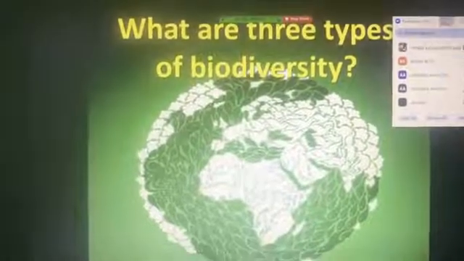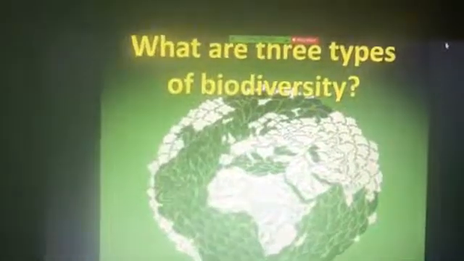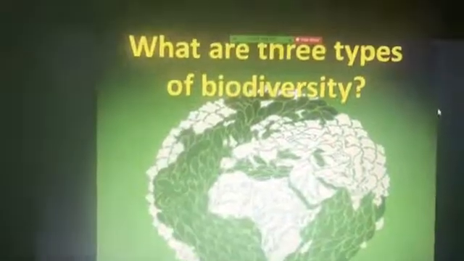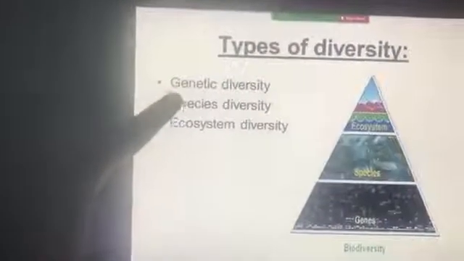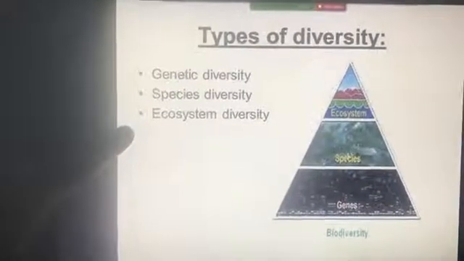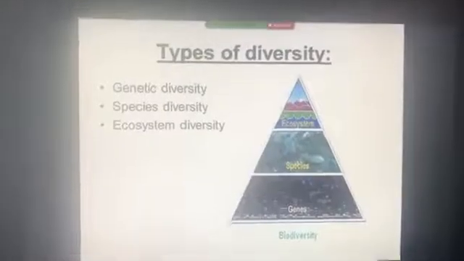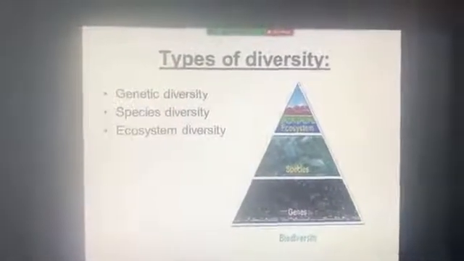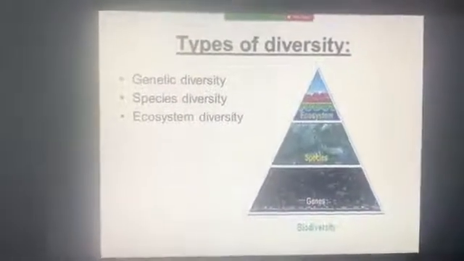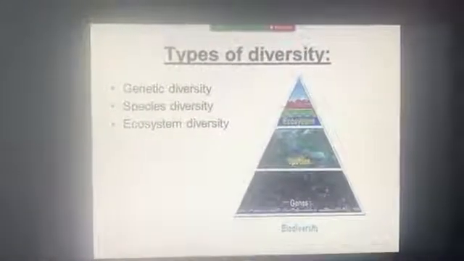You're welcome. So guys, when I talk about types of biodiversity, you must know that we have three types of biodiversity. The first one is called genetic diversity, the second one is species diversity, and the third type is called ecosystem diversity. So please, all students, make a circle around the three types in your book. Make a circle around genetic diversity, species diversity, and ecosystem diversity.